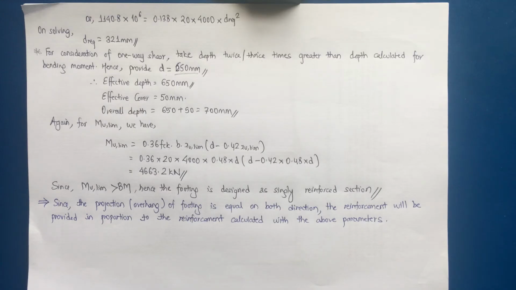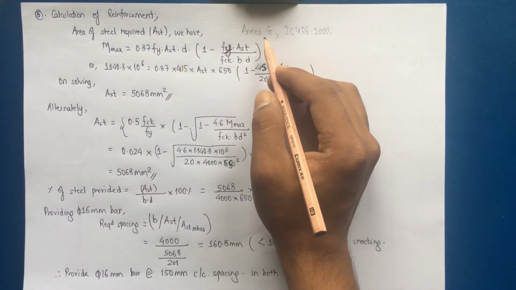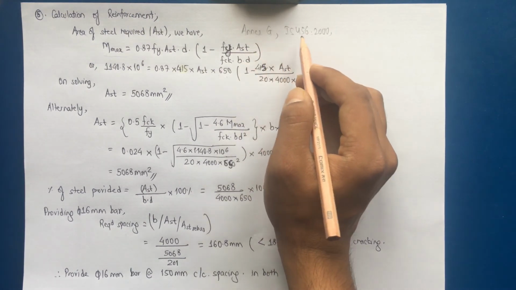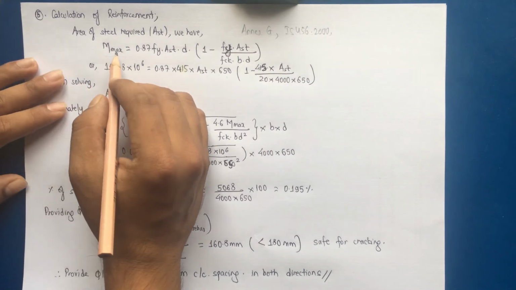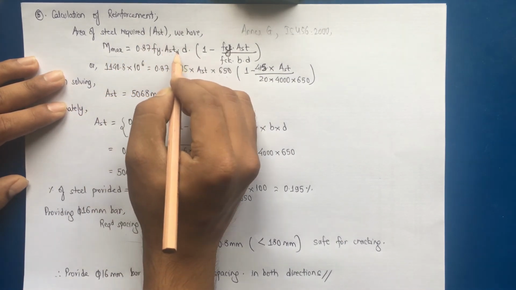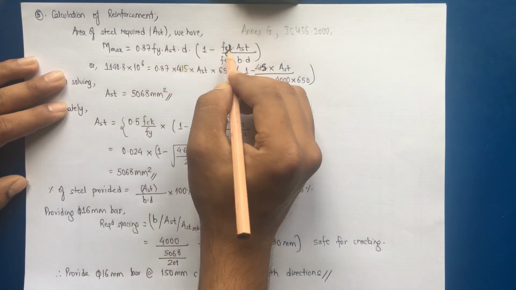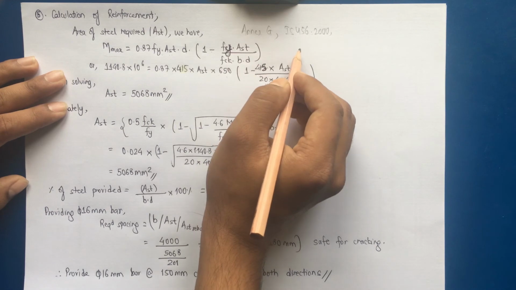Now let us go to another step, that is the calculation of the reinforcement. For calculation of reinforcement, we will use the criteria from Annex G, IS 456:2000, page 96, according to which we have Mu = 0.87 fy Ast d (1 minus fy Ast divided by fck b d).